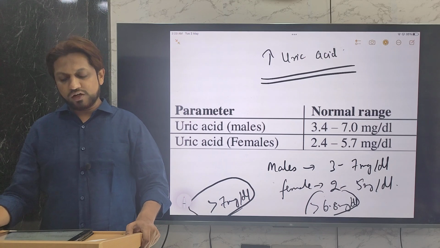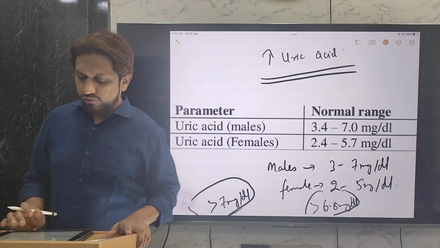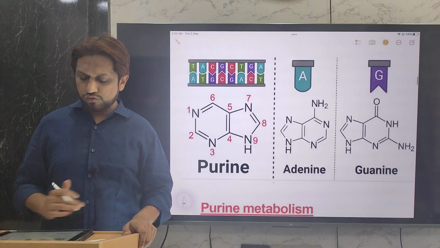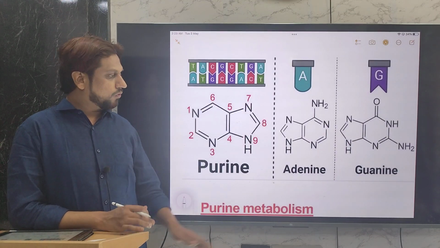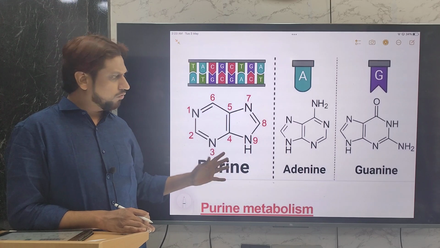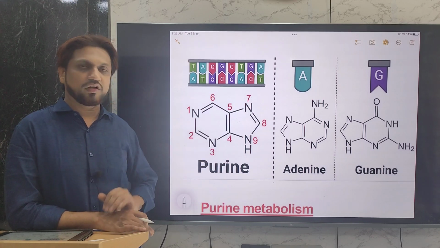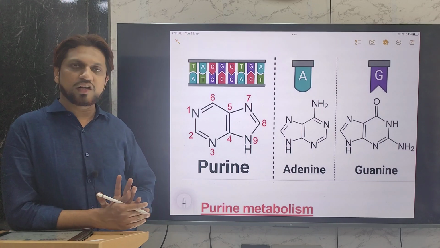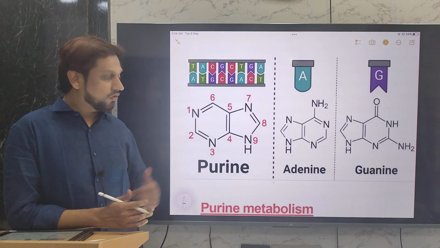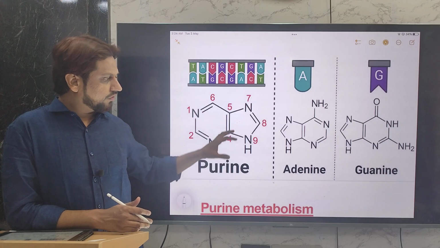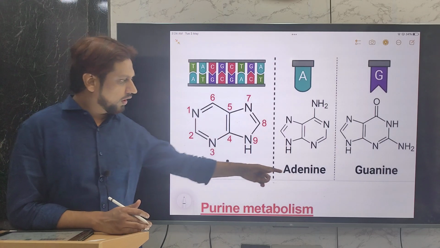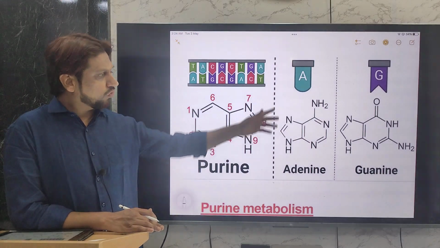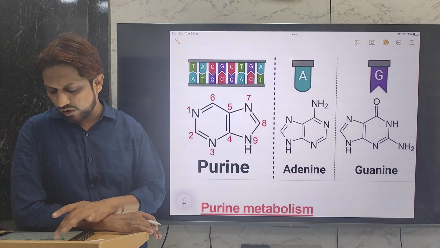Before that we should understand how this uric acid is formed. It is formed mainly by purine metabolism. So you should know what purines are. Purines are nitrogenous bases. We won't go into detail about the biochemical structure right now. If time permits, we'll discuss it in some other biochemistry lecture on purine metabolism. Purines and pyrimidines are nitrogenous bases. Examples of purines are adenine and guanine. You can see the structures, but we are not going to go into detail about this.